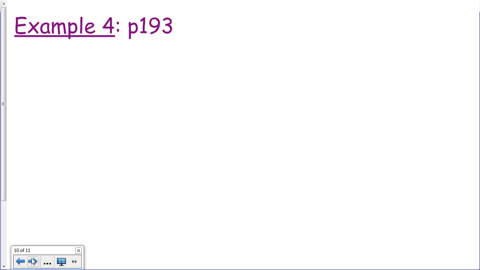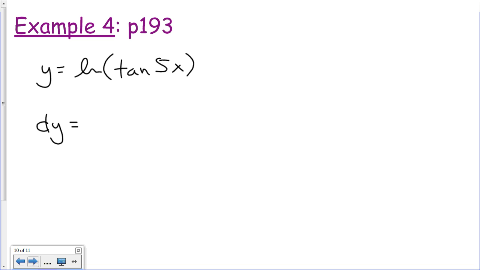It says if y is equal to the natural log of the tangent of 5x, they want us to find out what dy is equal to again. Find the differential of y. So again, to find the differential of y, they're not asking for y prime. They're not asking for dy dx. They're asking for just dy. So to find dy, the differential of y, we just simply take the derivative of our function, which is a composite function. So let's follow chain rule here.